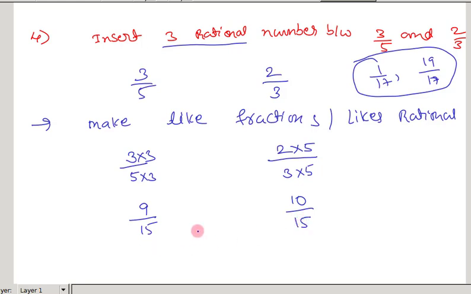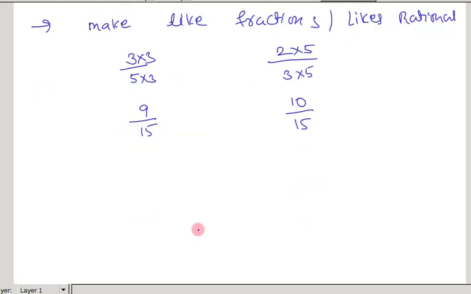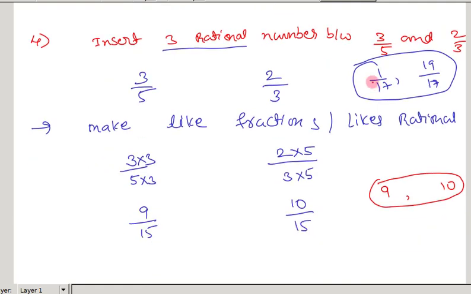Now we have written the given rational numbers with the same denominator. After writing them with the same denominator, just observe the numerator parts. The numerator of the first fraction is 9 and of the second fraction is 10. Do we have any natural numbers between 9 and 10? No, there is no natural number which lies between 9 and 10. In that case, you need to observe the question. In the question, they ask us to insert 3 rational numbers.